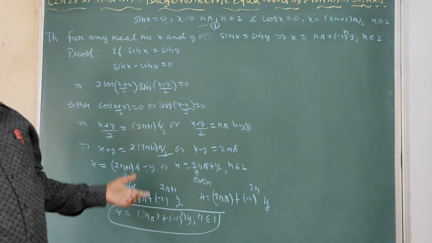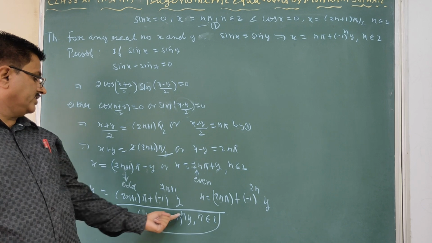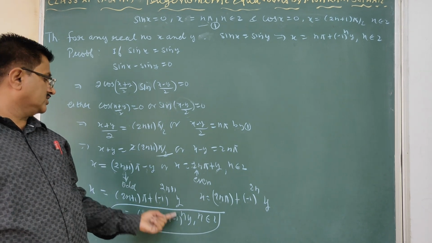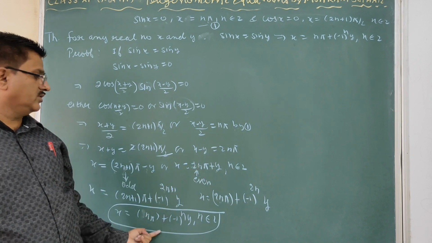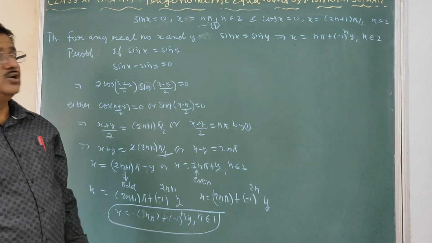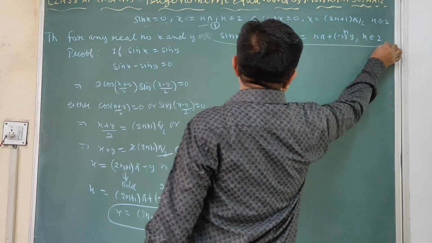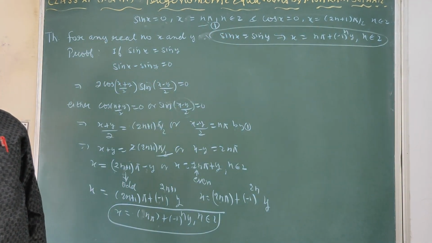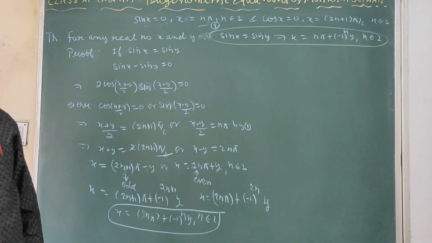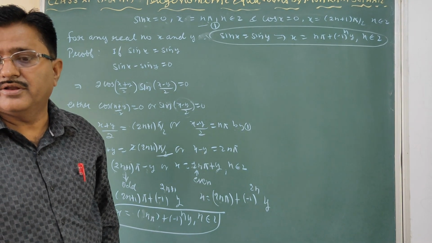Why do we get this? If you are taking odd n, then your power is odd, then this will be negative. If even power, then this is positive. So I will get this from the single formula. So this is the very important result we have. Clear? For sine we have the result.